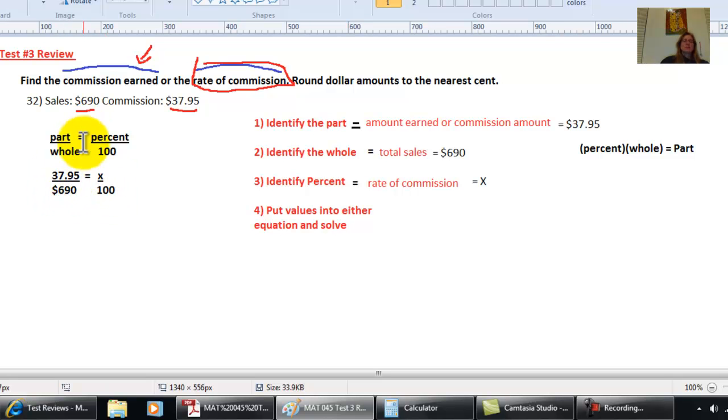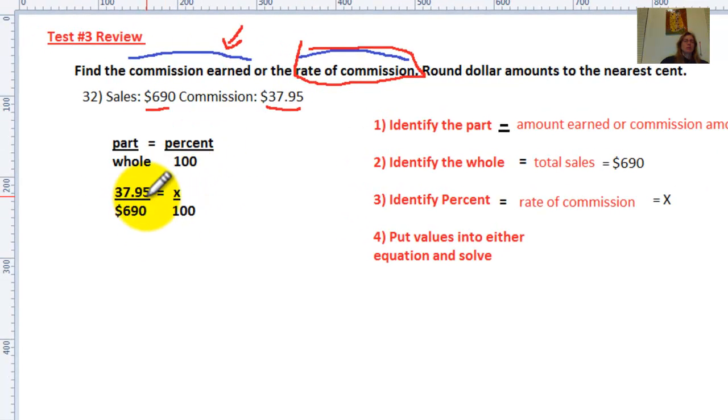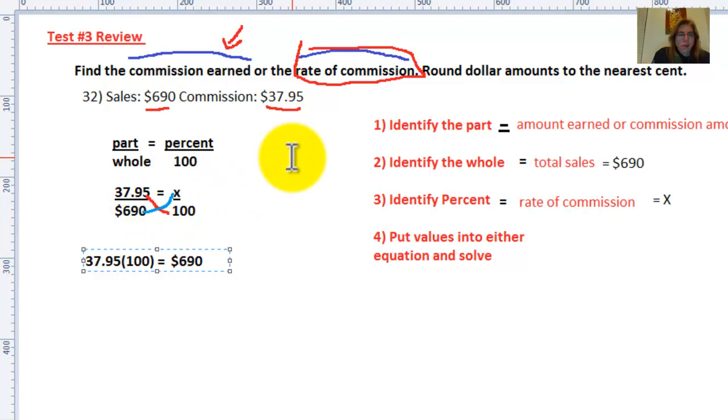So now this is a percent proportion problem, and we are ready to do our cross multiplication. In other words, $37.95 multiplied by 100. We'll set that equal to $690 times X. So let's type $37.95 times 100, and we'll put that equal to 690 times X. And we can just say 690X.